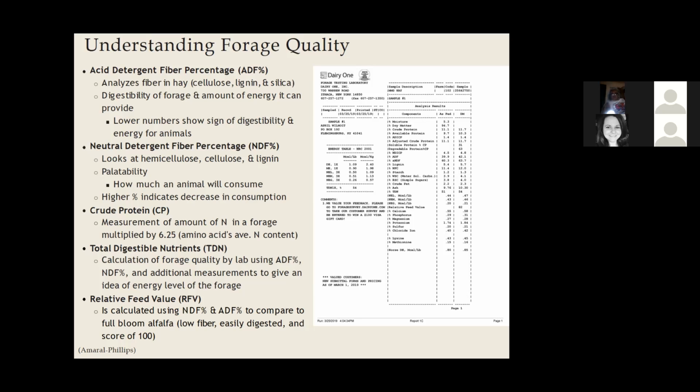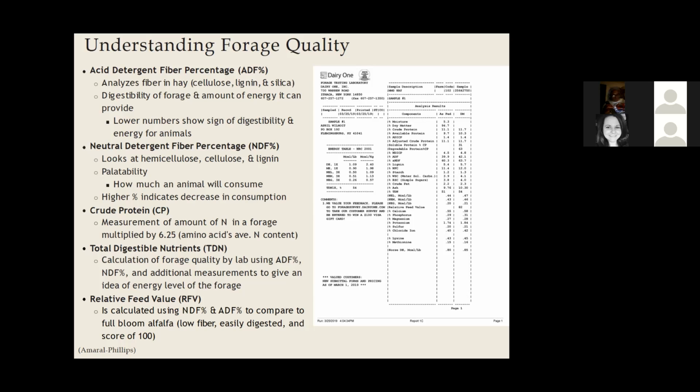Total digestible nutrients, it's a calculation of the forage quality by the lab using the acid detergent fiber level. And this is an additional measure to give an idea of the energy level in the forage. So TDN, we often refer to it as, is really a look at the energy content of the forage.